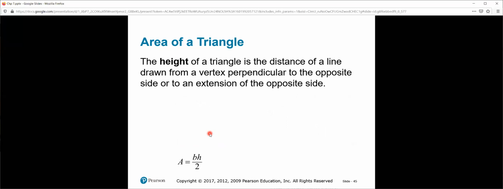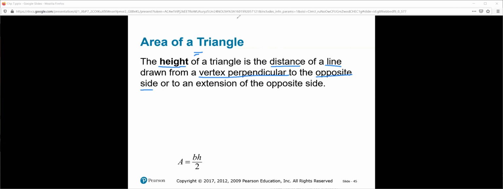Area. Right? I hinted to this before when we were talking about the trapezoids, but triangle area has a specific equation to it. The height of a triangle is the distance of a line drawn from a vertex perpendicular to the opposite side or to an extension of the opposite side. Wow, that's a lot of words. Right, again, break it down, figure out what we're talking about here. Those are our key words there, right? Height equals blah, blah, blah.